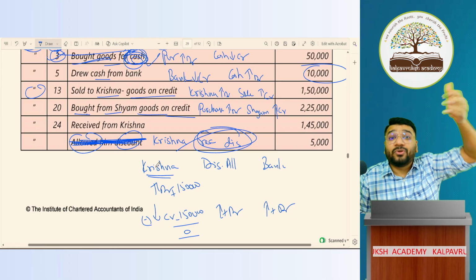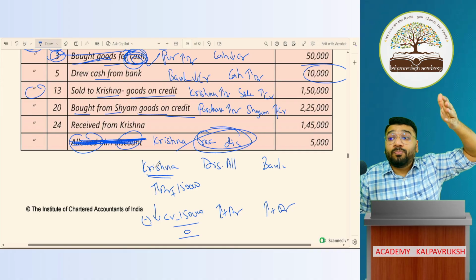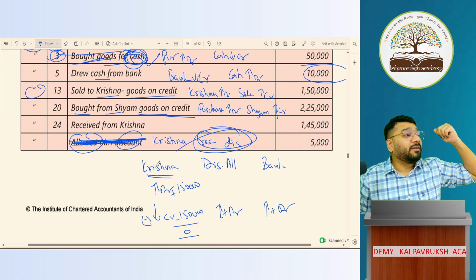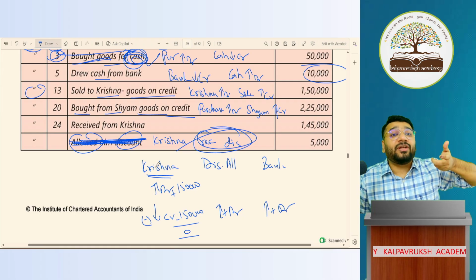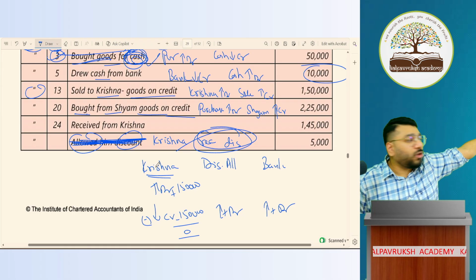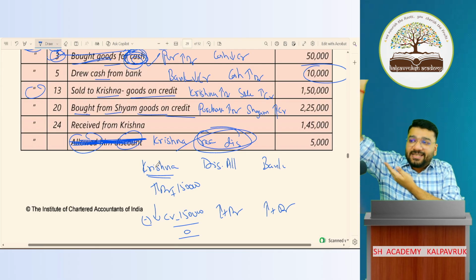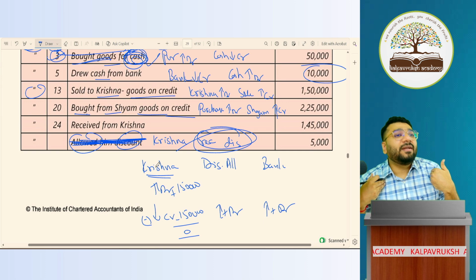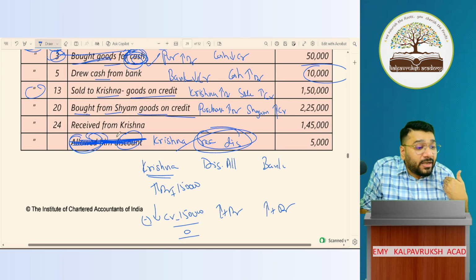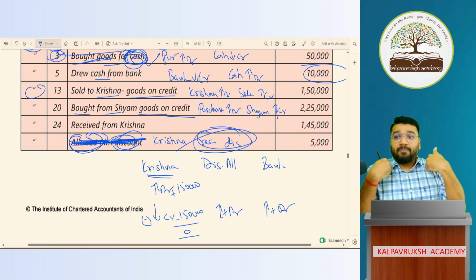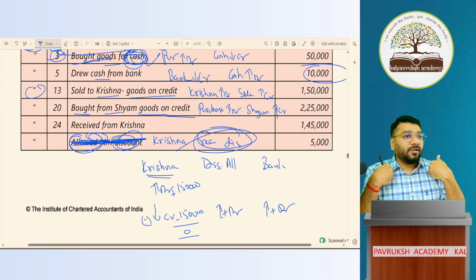They're trying to scam you, to play a fool out of you, to play a game with you with the language. It's a language game. This has got nothing to do with your accounting knowledge. If Krishna is receiving discount, we are allowing discount. So when they say allowed discount, it is spoken from my point of view. You are doing accounting from the business point of view.